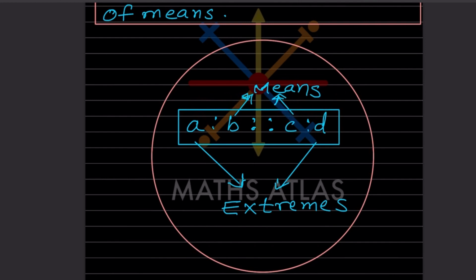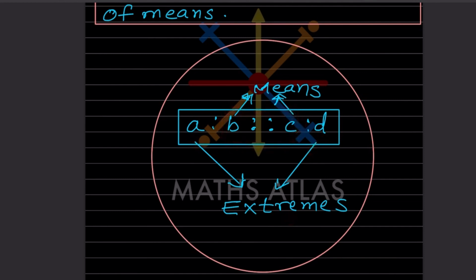Now see here, which are at the corners of this one. So this A and D, they are called the extremes, and what is in the middle, they are called the means. So you have to write this in your notes. The edges are called the extremes, and what is in the middle are called the means.